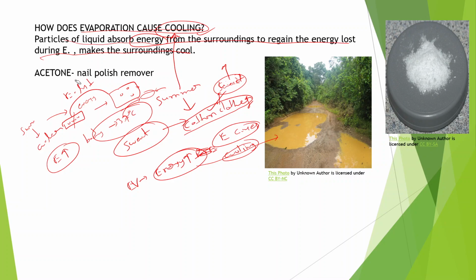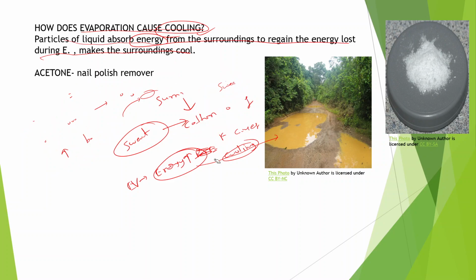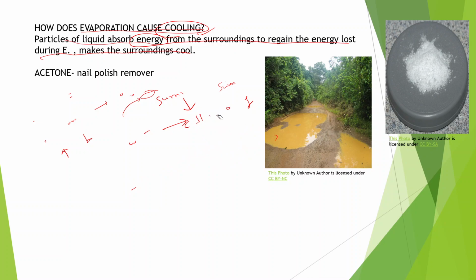Another best natural example is nail polish remover, which is acetone. Nail polish remover is nothing but acetone. Just take some amount of acetone into your palm, and the temperature of our palm is sufficient for the acetone to convert directly from liquid to vapor form, and this causes some coolness in our palm.